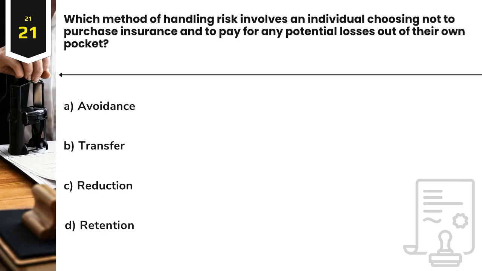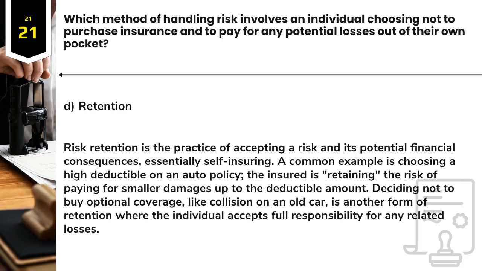Question 21. Which method of handling risk involves an individual choosing not to purchase insurance and to pay for any potential losses out of their own pocket? A. Avoidance. B. Transfer. C. Reduction. D. Retention. Answer: D. Retention. Risk retention is the practice of accepting a risk and its potential financial consequences, essentially self-insuring. A common example is choosing a high deductible on an auto policy. The insured is retaining the risk of paying for smaller damages up to the deductible amount. Deciding not to buy optional coverage, like collision on an old car, is another form of retention where the individual accepts full responsibility for any related losses.